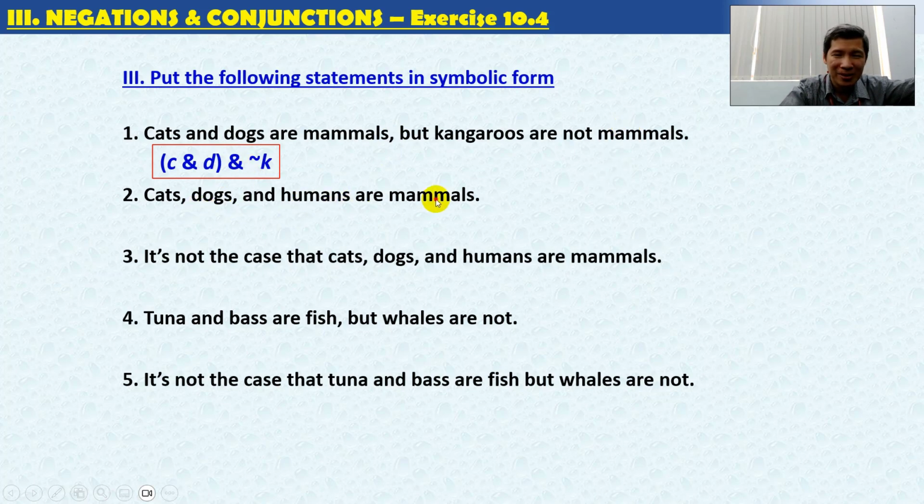Cats, dogs, and humans are mammals. Easy. It is not the case that cats, dogs, and humans are mammals.